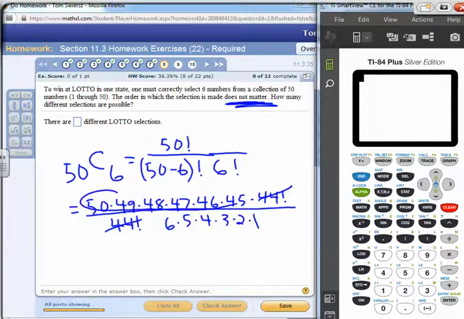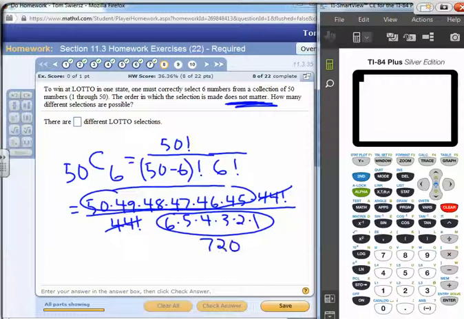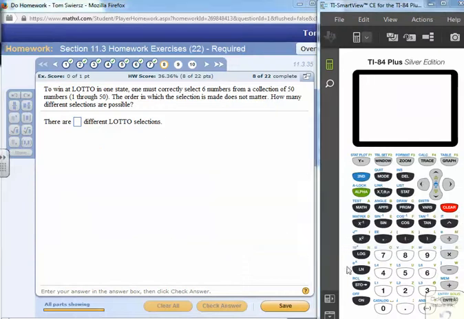So you multiply these numbers, get the product, multiply these numbers, and then divide the product of 50 down to 45 by 6 times 5 times 4 times 3 times 2 times 1, which I believe is 720. Okay, so again, you can do that. You'll have to do that if you don't have a combination key. If you've got the calculator combination key, we can go ahead and do it.